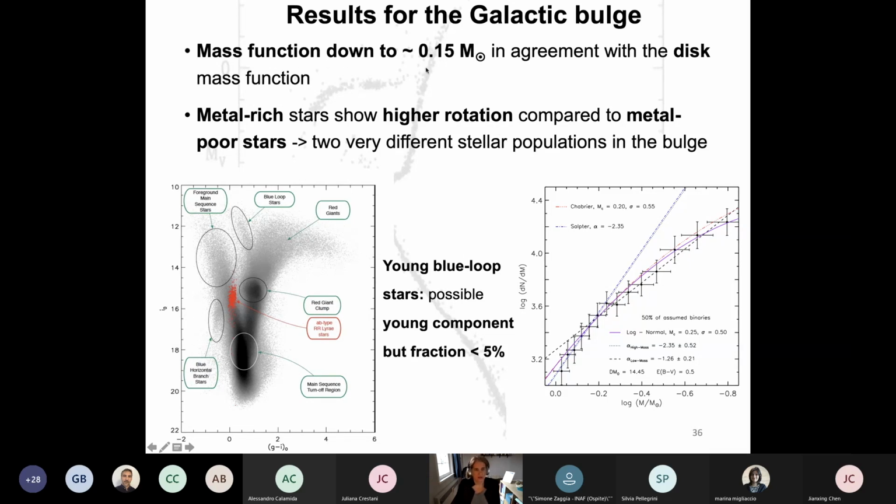So for the bulge, we found that the mass function down to 0.15 solar masses is in very good agreement with this mass function. And the metal-rich stars show a higher rotation compared to metal-poor stars. And there are 2 very different stellar population components of the bulge.